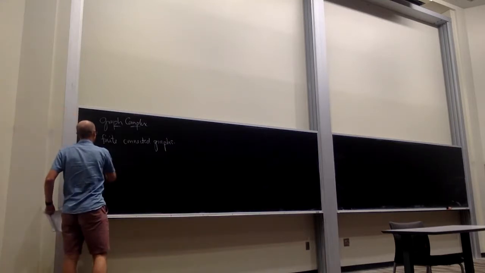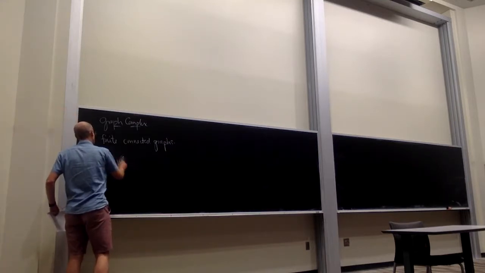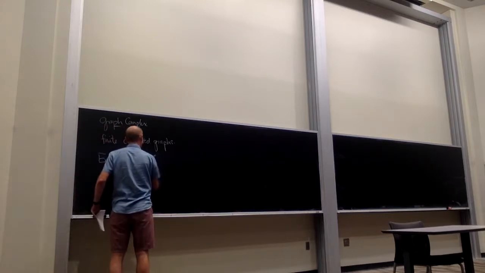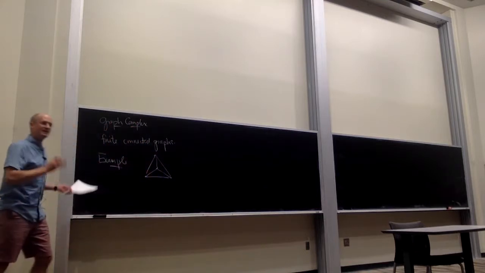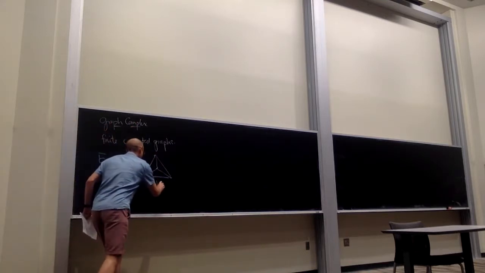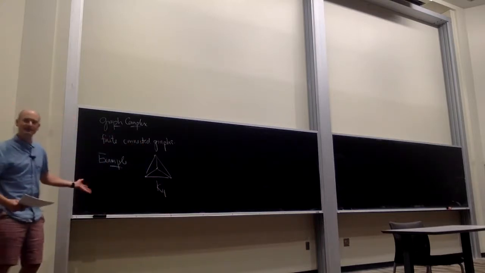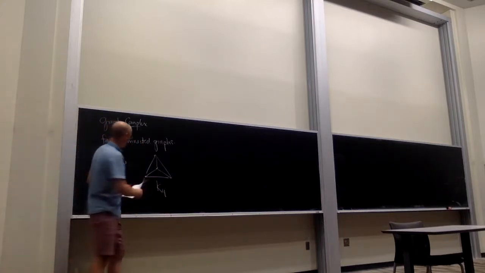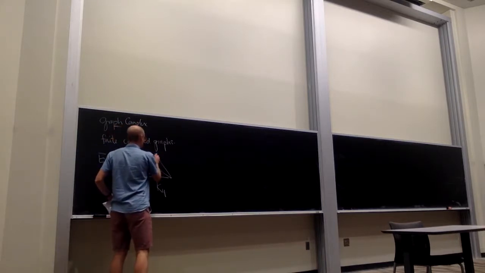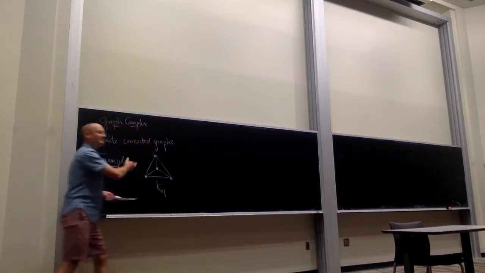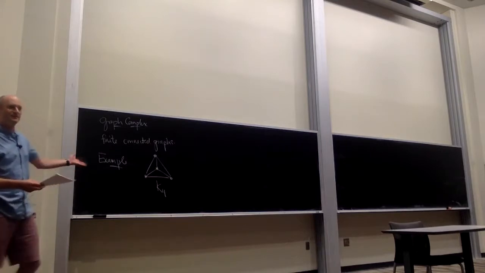So let's give an example. We have some vertices, and we could put in some edges between them. And this graph has a name and a label. People call it K4. It's the complete graph on four vertices. So there's four vertices, 1, 2, 3, 4. And complete means that between every pair of vertices, there's one edge.